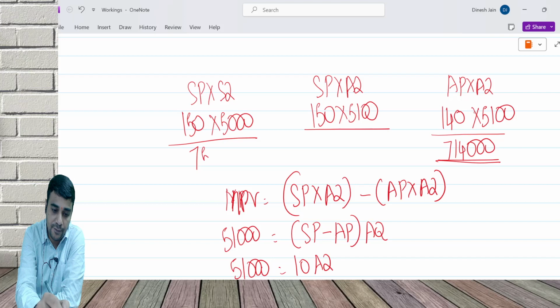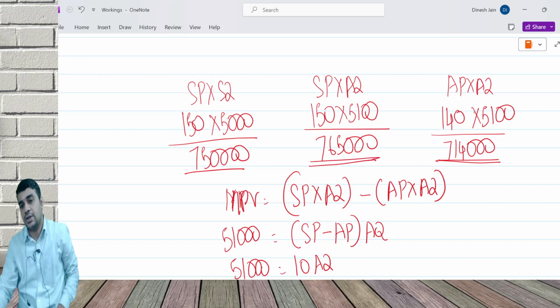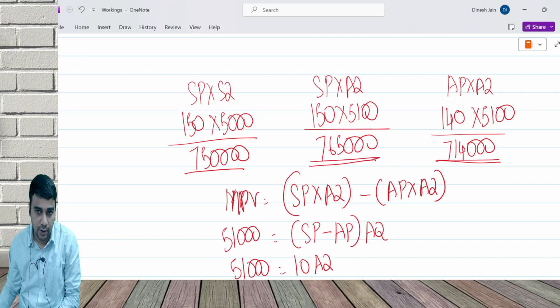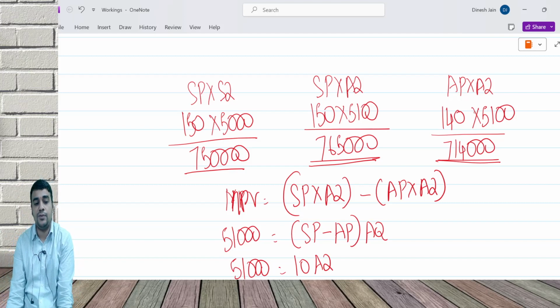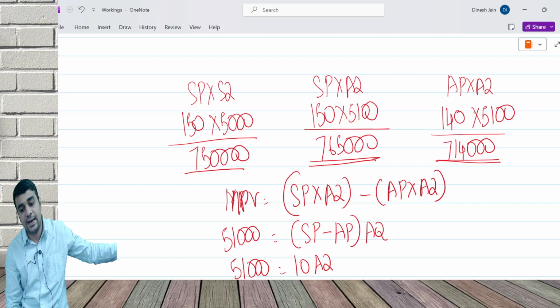This is 7 lakh 50. This is 7 lakh 65. Now we will look at the requirement of the question and start answering. Most of the requirement of the question is already calculated by us. 7 lakh 50, 7 lakh 65 and 7 lakh 14.